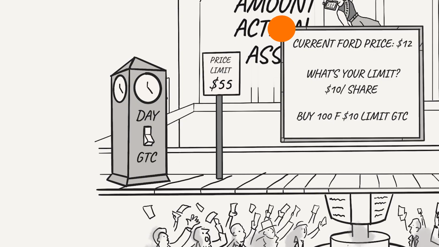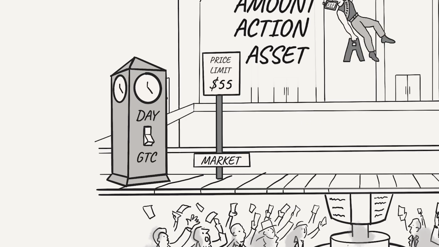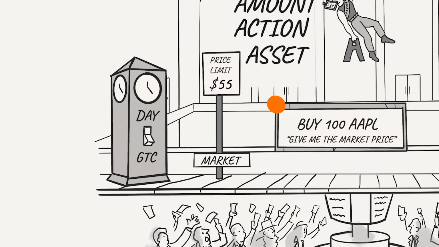If Ford ever trades down to $10 or below, then your buy order will likely be executed at a price of $10 or lower. Well, what kind of order are we sending if we don't give a price? That would be called a market order, which is the default way that orders are sent. Buy 100 Apple is a valid market order, meaning just give me the current price at the market.